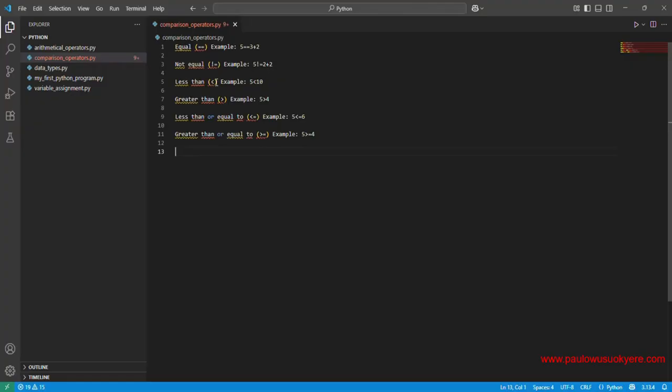And then less than. Example, 5 is less than 10. And then greater than. Example, 5 is greater than 4. And then less than or equal to. Example, 5 is less than or equal to 6. Then greater than or equal to. Example, 5 is greater than or equal to 4. So these are the comparison operators in Python.